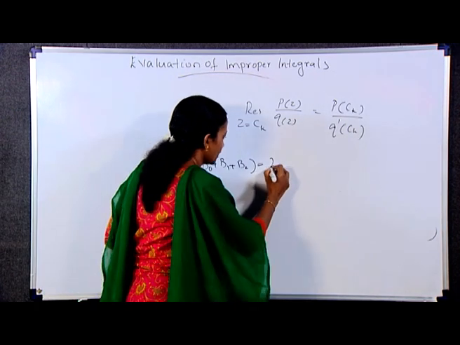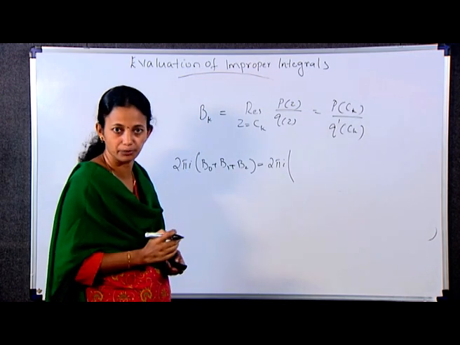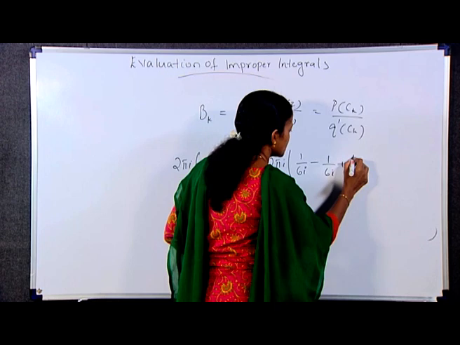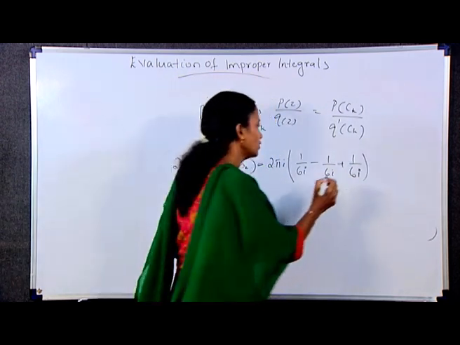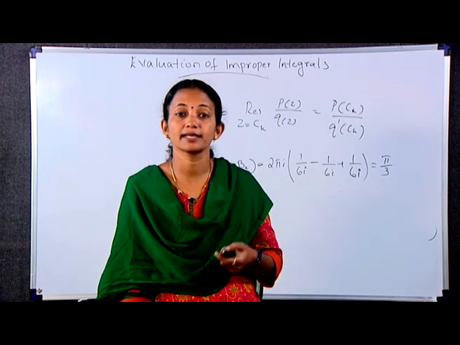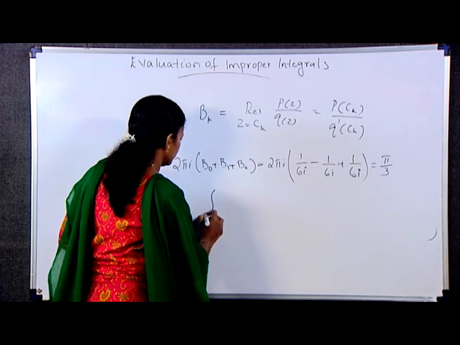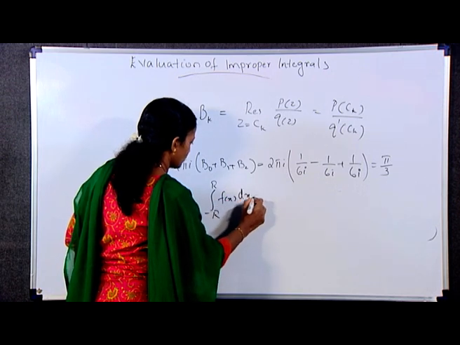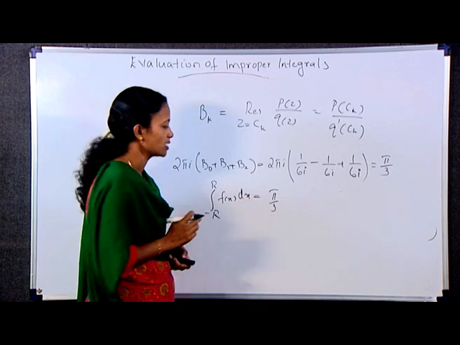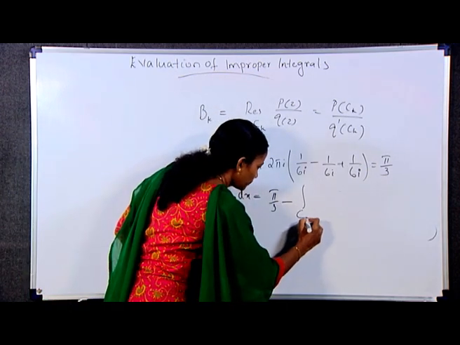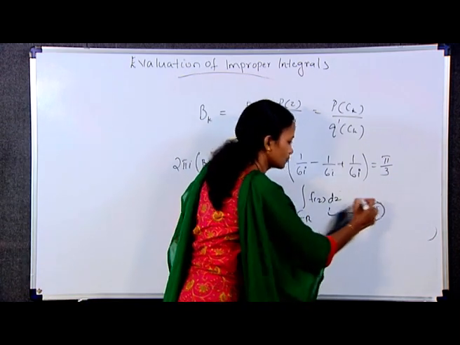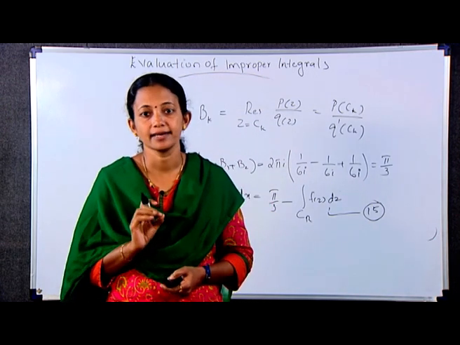2 pi i into B naught plus B1 plus B2. This is equal to 2 pi i into, substituting the values of B naught, B1 and B2, we get 1 by 6i minus 1 by 6i plus 1 by 6i, which on simplification is equal to pi by 3. And equation 13 can be put in the form integral from minus r to r f(x) dx is equal to this pi by 3, that is our 2 pi i into B naught plus B1 plus B2, its value is pi by 3 minus integral over CR f(z) dz, equation number 15, which is valid for all values of r greater than 1.